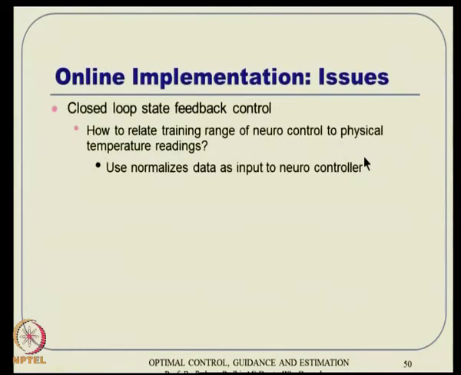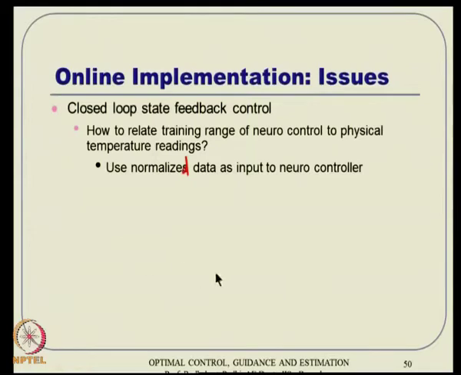Alright, so the implementation issues were several things. First thing is closed loop state feedback control. So, how to relate the training range of the neurocontrol to physical temperature readings, actually. That was an issue. So, use normalized data as input to the neurocontrol. That was the solution that was proposed.